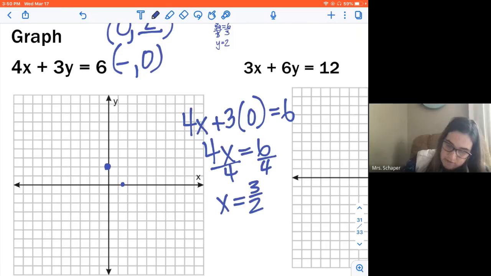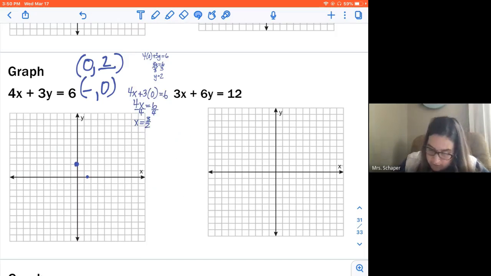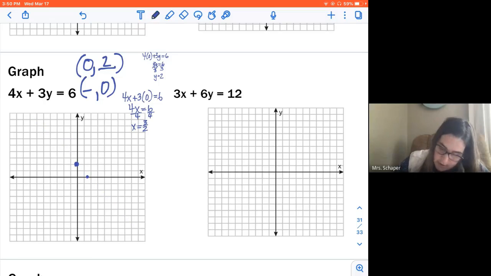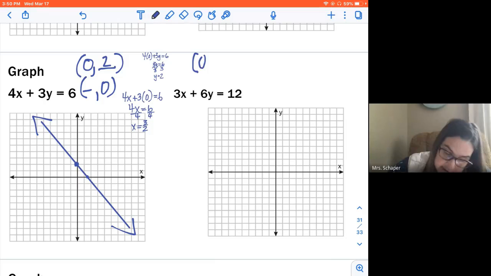I'm going to shrink this down so I've got a little more room here. And I can draw my line through those 2 points. Maybe I should use a color to do that. Arrows on the end, straight lines. Now we're going to do the same thing for the next one. I want to find if x is 0, what is y? If y is 0, what is x?